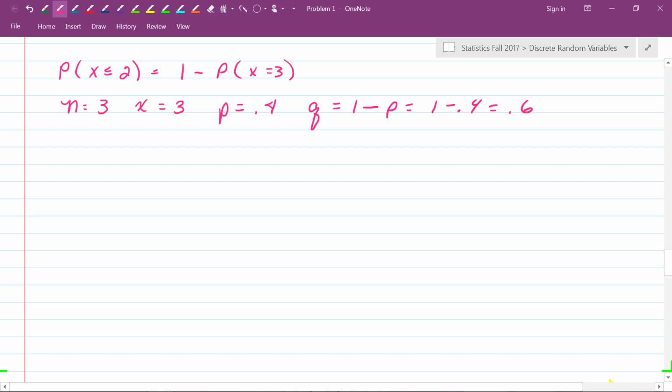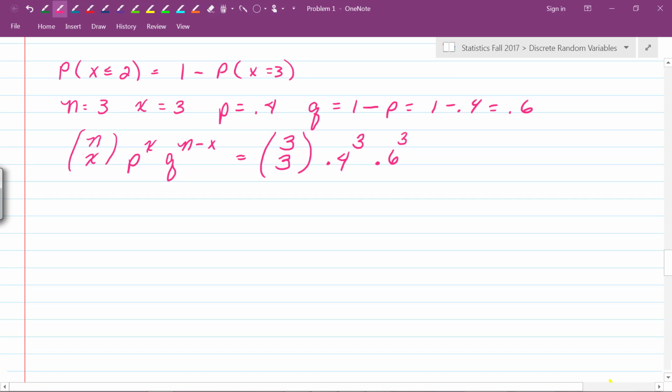Now looking at our binomial formula again, it is n choose x times p to the x times q to the n minus x. How many trials do we have? 3. How many successes do we have? 3. What's the probability of a success? 0.4. How many successes am I going to have? 3. What's the probability of a failure? 0.6. How many failures am I going to have? Total number of trials minus my total number of successes, which is equal to 0. Okay, that's how the formula works.